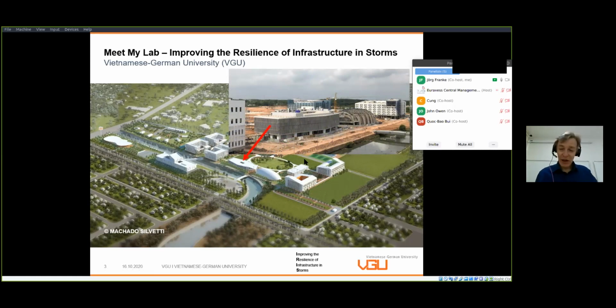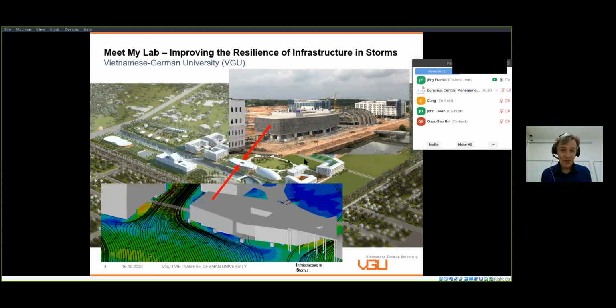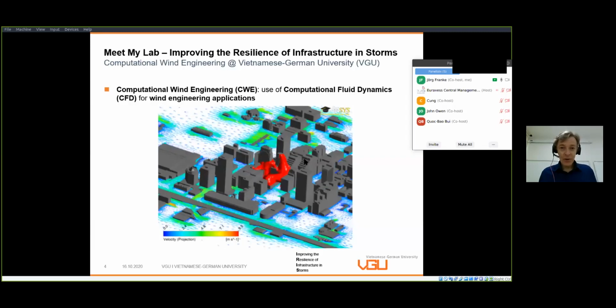And this allows me to transition to presenting my own work at the university, because some years ago already, in a student work in a master thesis, we started to investigate the wind fields at this planned campus. At this time, of course, only based on artificial models that we used in the computer, which is called computational wind engineering. So that's my main background, my research.